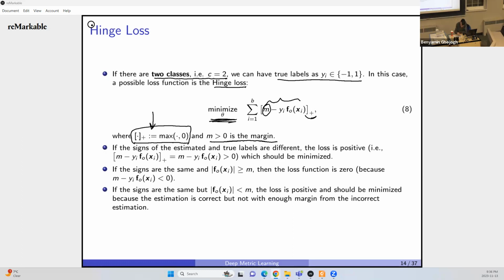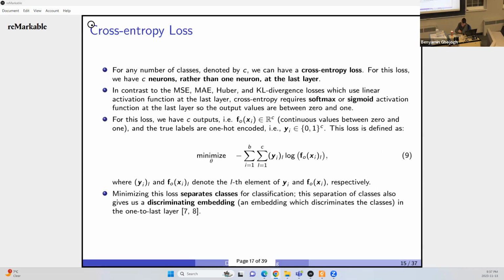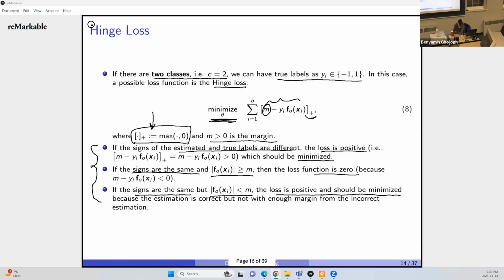So if the signs of the estimated and true labels are different, then the loss is positive and should be minimized. When the signs are the same and this happens, then it becomes 0, ignore it. If the signs are the same, but this happens, the loss is positive and should be minimized. Okay, these three cases might happen. By the way, why is the third case important? Because the estimation is still correct, but not with enough margin from the incorrect estimation.